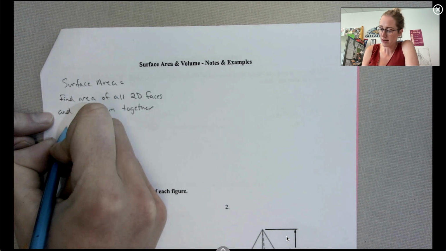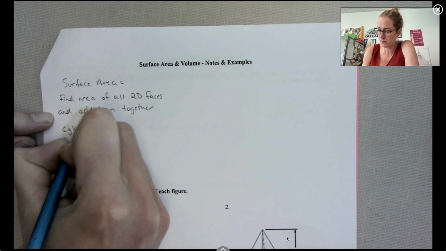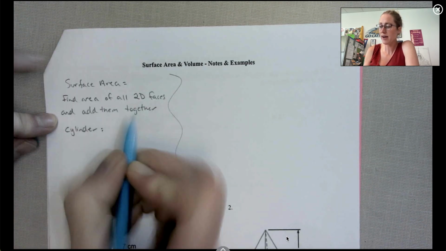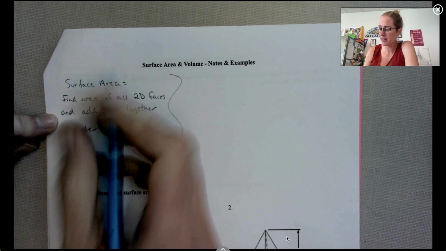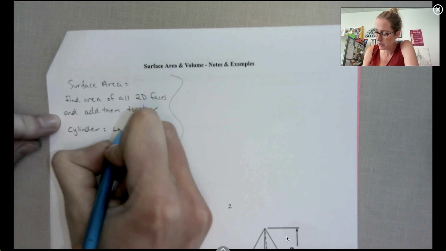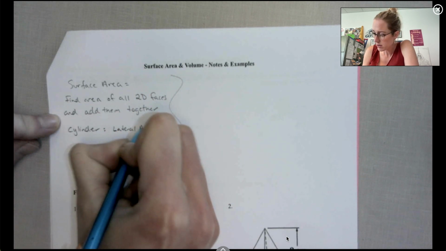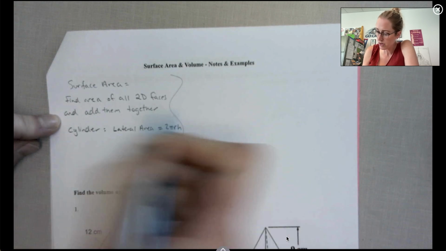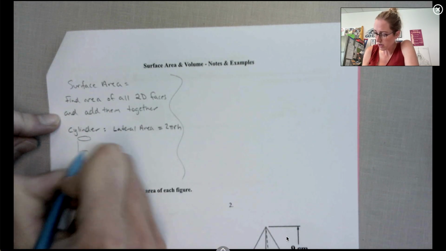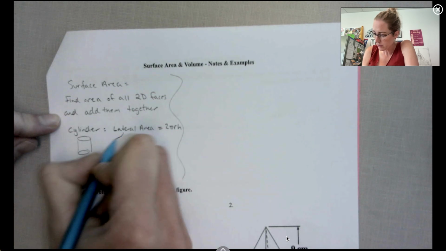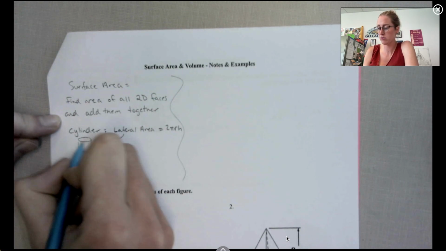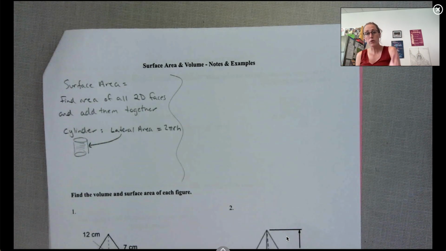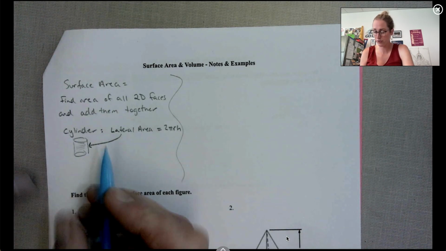So for cylinders, we have that wraparound surface. We call that the lateral area, which is 2 pi r h. So I'm just going to draw the lateral area is just that part, just the wraparound part. So not the circle. So to find the total surface area, I would add on those two circles.